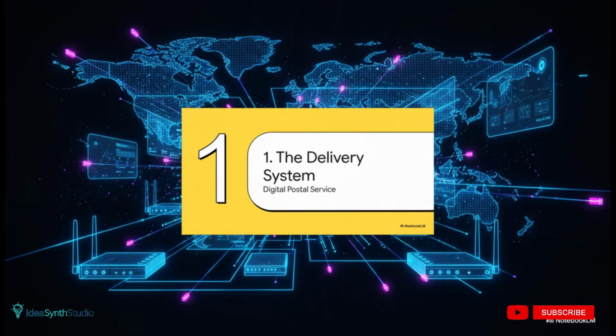Okay, Section 1. The easiest way to wrap your head around the internet layer is to just imagine a massive, impossibly fast, global postal service. Its only job is to get digital packages from any point A to any point B, period, no matter where they are in the world.